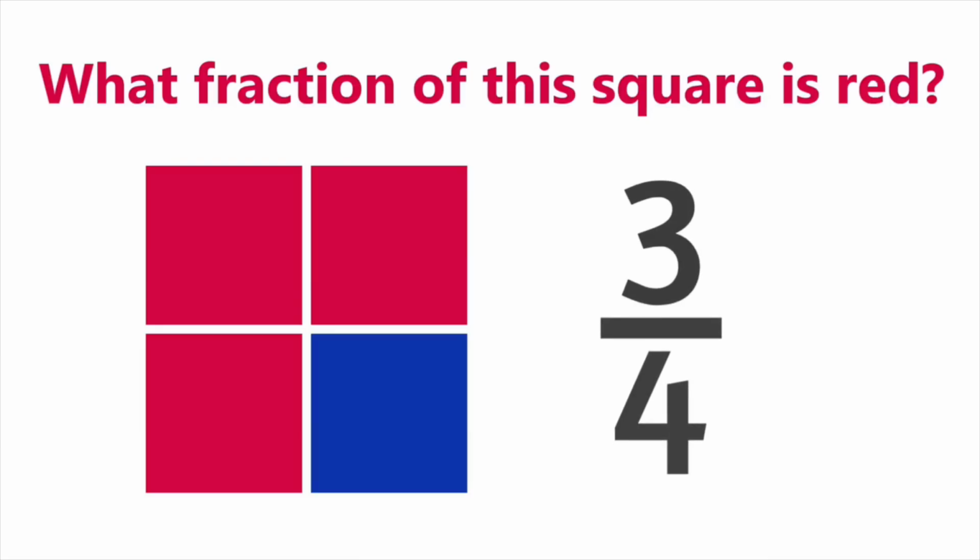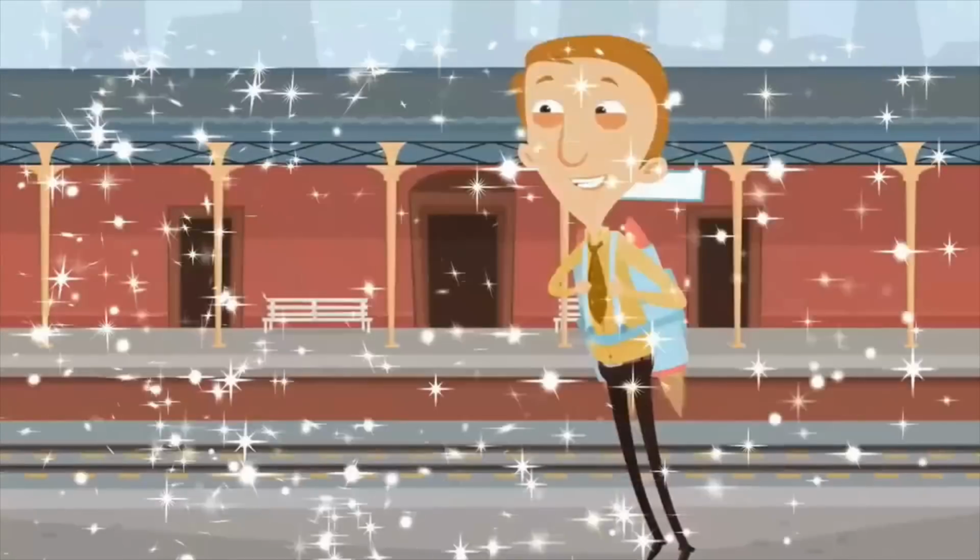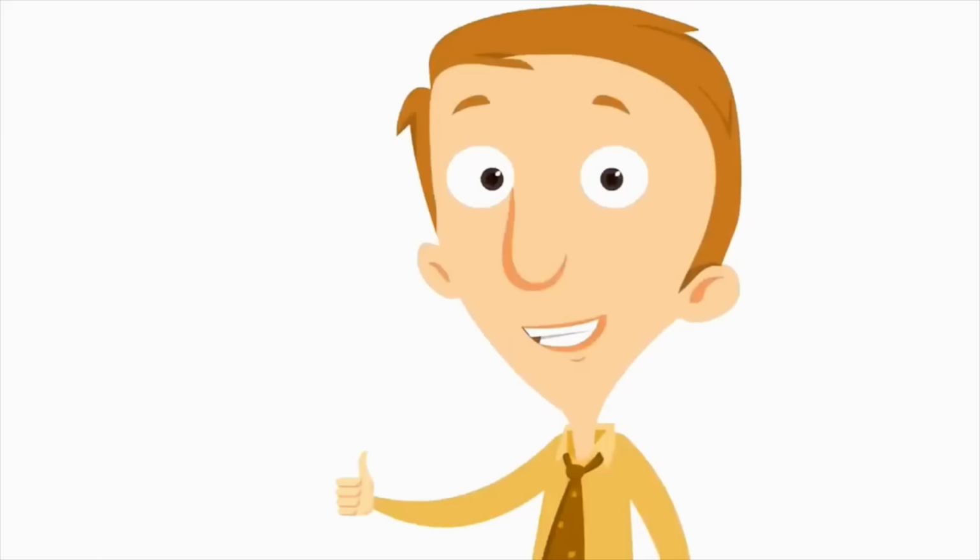3/4. 3/4 of the square is red. Tremendous! The numerator shows us how many of the parts are red. 3 of the parts are red. The denominator shows us how many total parts the square is split into. The square is split into 4 equal parts. It's split into fourths. 3 out of 4 parts are red. That means 3/4 of the square is red. Very cool. You're getting the hang of this.